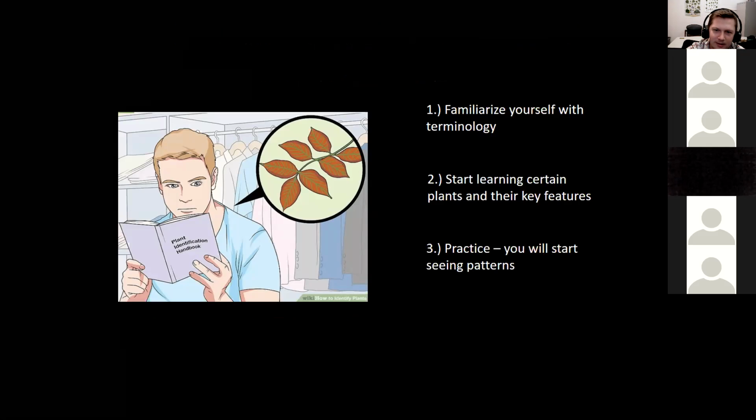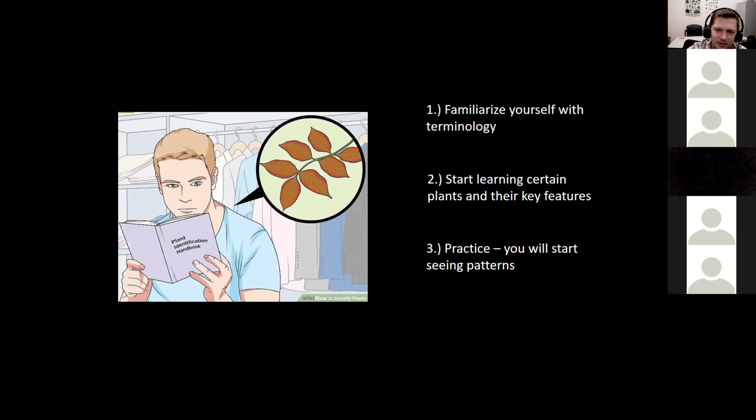Familiarize yourself with the terminology. It can be tough, but like I mentioned, any of these books or any resources that you use, there ought to be glossaries that will break it down. And the more you look at it and the more you do it, the easier it'll come. And then from there, if you can start learning the specific key features, a big one today is the phyllotaxy: are the leaves alternate or opposite? Are they compound or simple? That's a huge one.